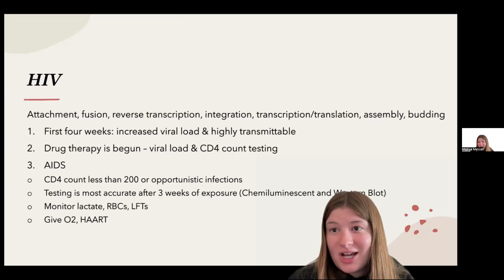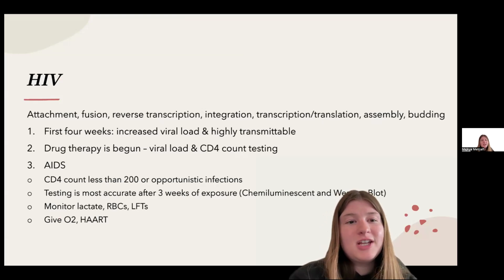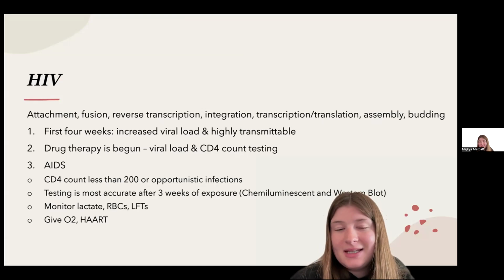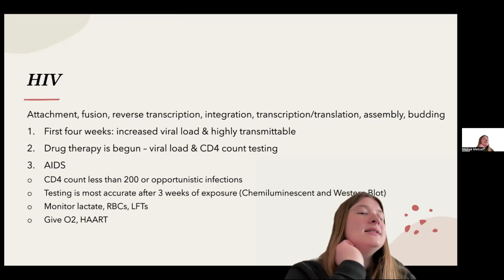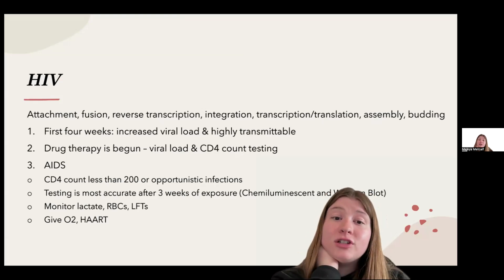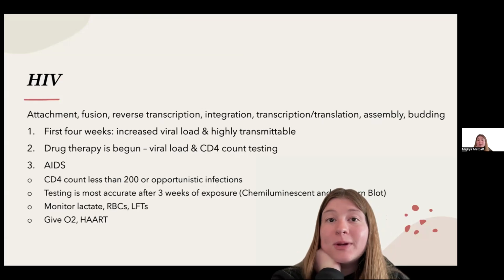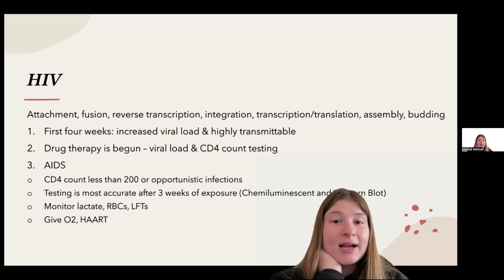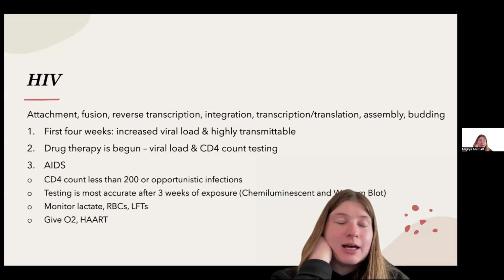Next up, we have HIV. So the cycle of HIV begins with attachment. Then we have fusion, reverse transcription, integration, transcription and translation, assembly, and budding. Stage 1 HIV is typically the first 4 weeks, and here patients are going to have a very high viral load, so it's super likely that they're going to transmit this disease to someone else.